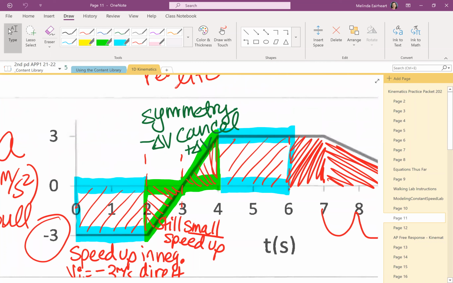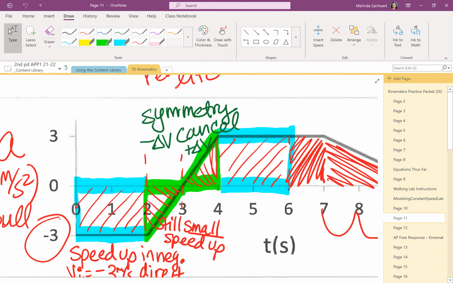And then what happens 3 to 4 seconds? We're not speeding up in the positive. You can't speed up, speed up. You got to slow down when the opposite direction pulls on you, right? And so we slow down a little.